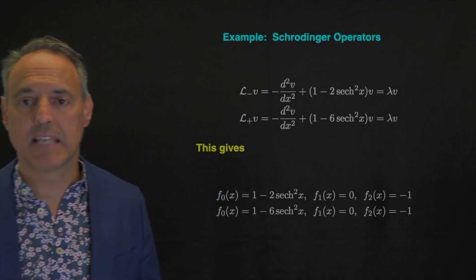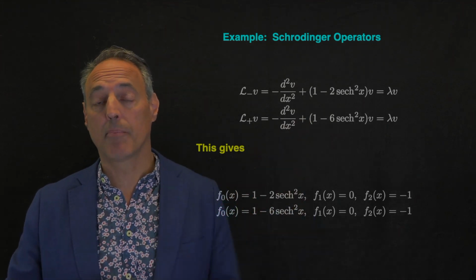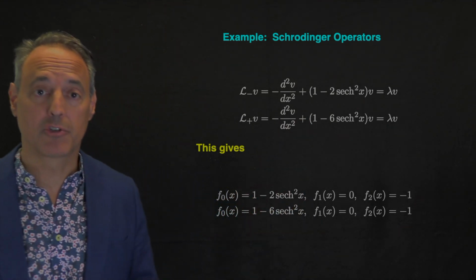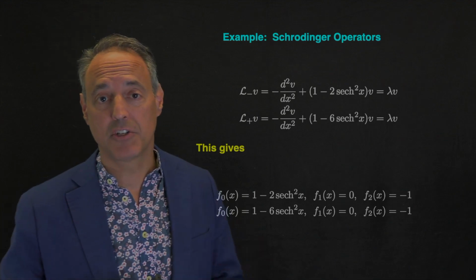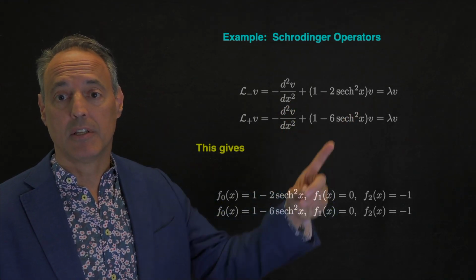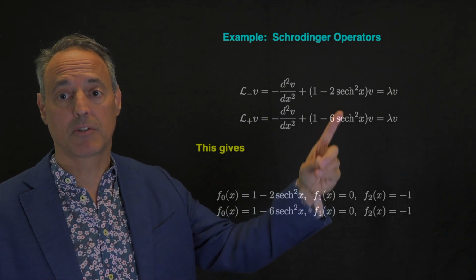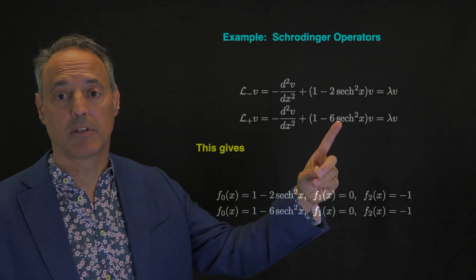So let's take an example of this projection and building this out in practice. Here's two operators. They come out of the nonlinear Schrodinger equation as linearizations of the Schrodinger equation. And one of them is this operator here. The second is this operator here. So it's non-constant coefficient with a hyperbolic secant squared here, a 6 hyperbolic secant squared here.